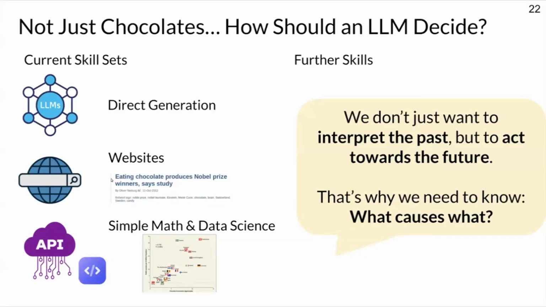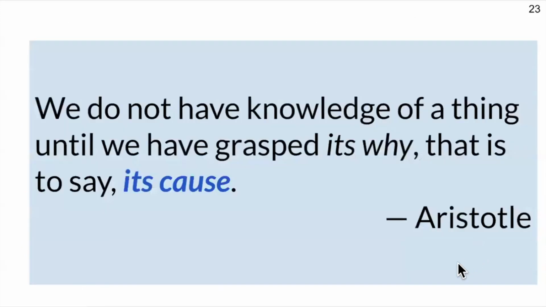And to highlight what we mean by causal reasoning, it is that we don't just want to interpret the past, like fit existing data very well, but we want to act towards the future. If we find something that increases the scientific research quality of a country, we want to act on it, maybe some intervention on the education system, subsidy programs, and so on. And we need to understand what causes what. As early as in Aristotle's time, he emphasized that we do not have the knowledge of a thing until we have grasped its why, that is to say its cause.